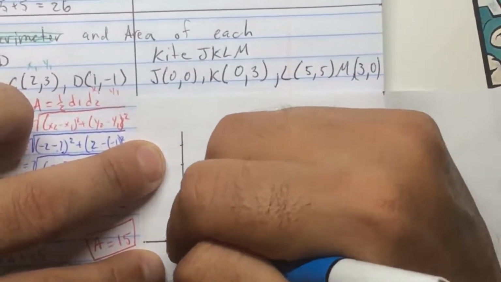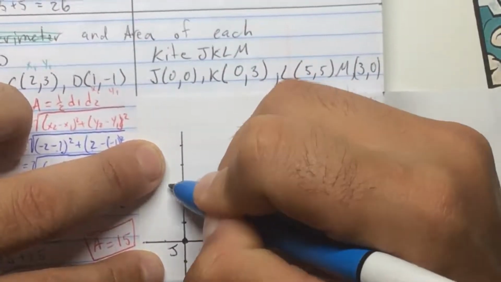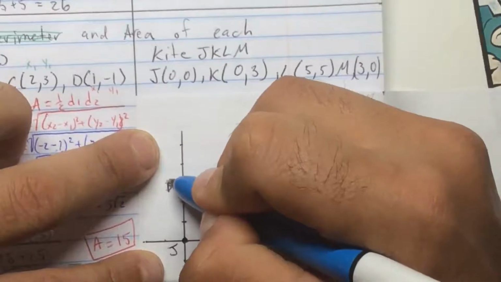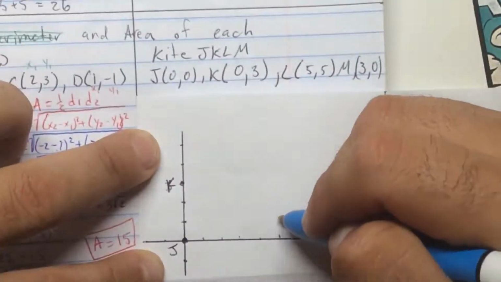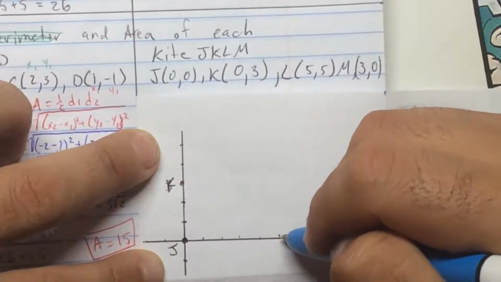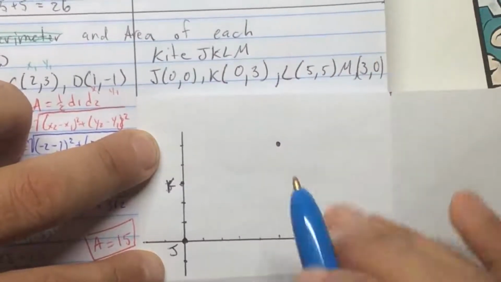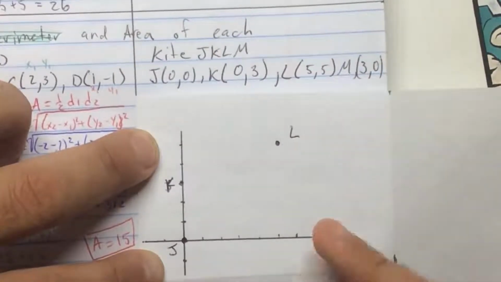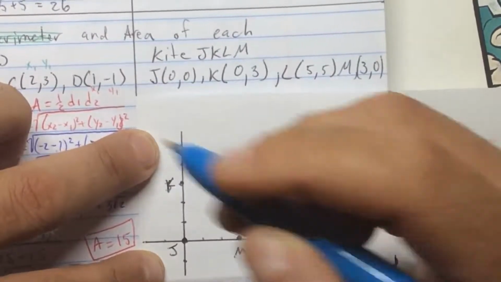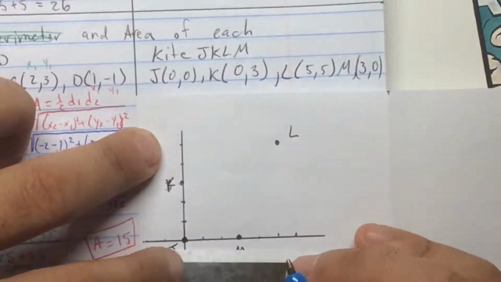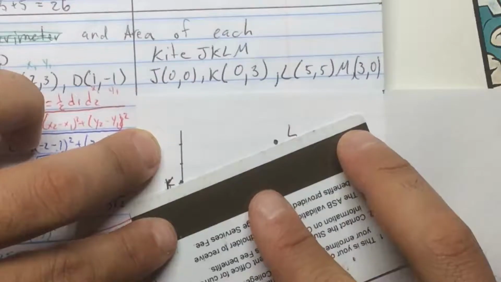First one, J is at 0, 0. K is at 0, 3. L is at 5, 5. So 1, 2, 3, 4, 5, and 5 is about there. And our M is at 3, 0. So we're going to draw these out. I've already drawn it in, so we can do it in green so it shows.